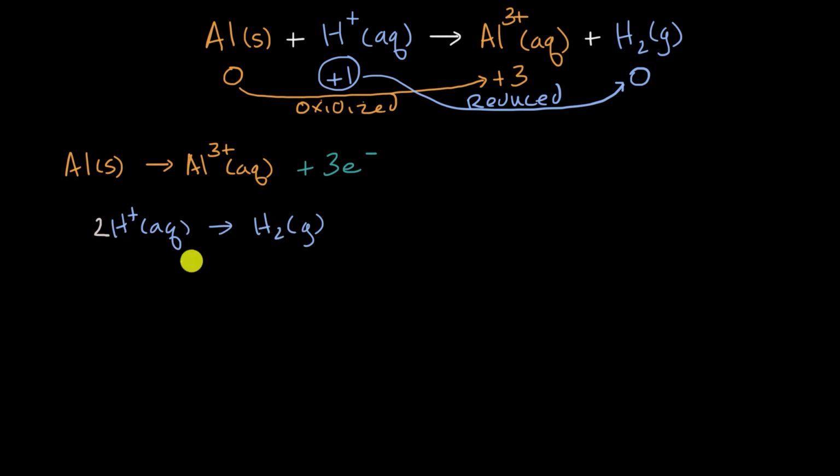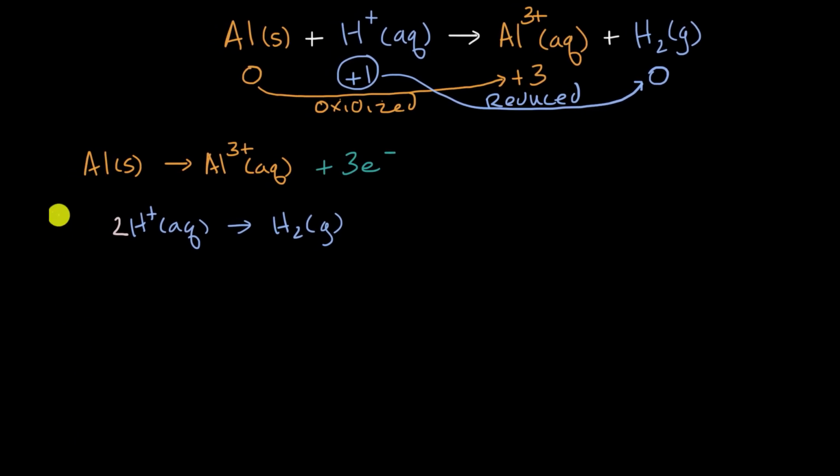And now let's balance for charge. So let's see, on the right-hand side, we have no net charge. While on the left-hand side, right over here, we have a +2 net charge. So in order to balance this, I have to put 2 electrons on the left-hand side. So 2 electrons I'm going to add over here. And now it looks like it is balanced for charge.